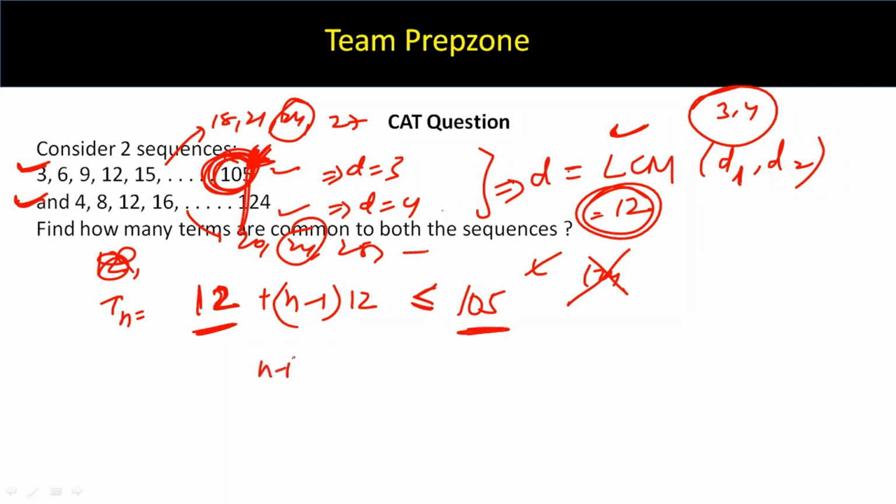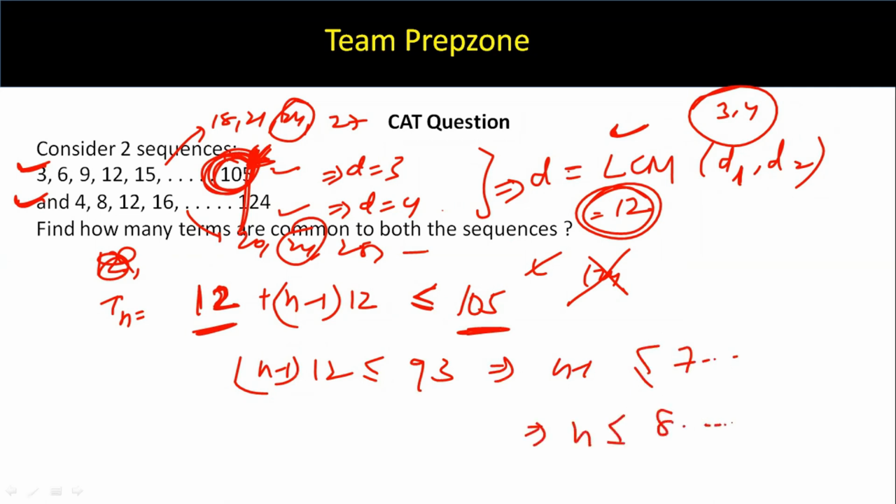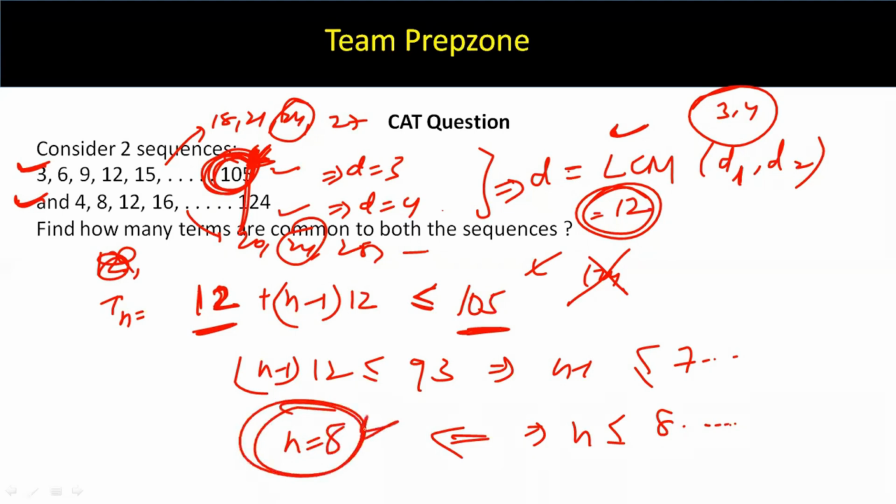Now you just solve it. n-1 into 12 is less than equals to what? 93. So n-1 is less than equals to what? This is 12 8 are 96. So this is 7 point something. So which means n has to be less than equals to 8 point something, which means common terms कितनी हैं? Common terms are 8 because it is 8 point something. So the nearest integer less than equals to 8 point something is 8. So the answer is nothing but 8.